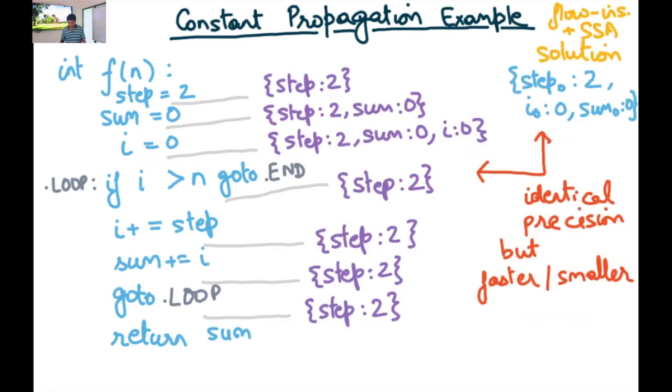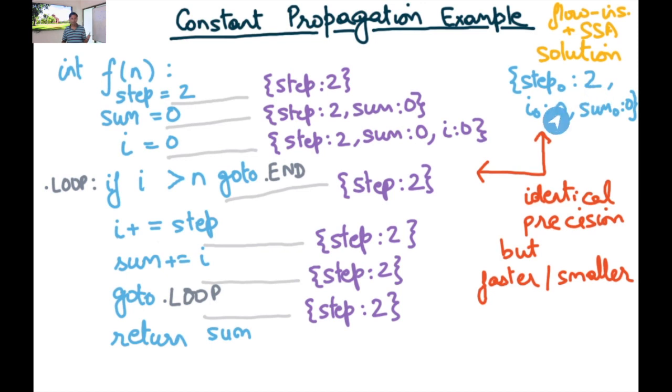So the important observation here is that the precision of the flow insensitive plus SSA algorithm is identical to the precision of the flow sensitive analysis, which I've shown in purple here. So the purple values here are the precision of the flow sensitive analysis, where I'm copying the value at every program point. But on the right, in the blue, I'm showing the solution for a flow insensitive plus SSA solution. And the amount of information carried in both is exactly equal, because when I say step 0 is 2, then I basically mean that wherever it's the 0th version of step which is active, which is reaching, then at that point step is 2.